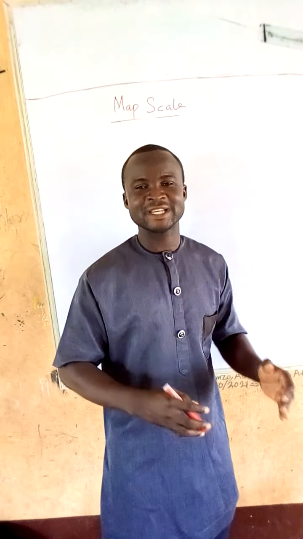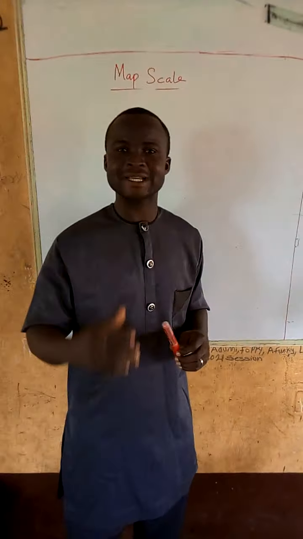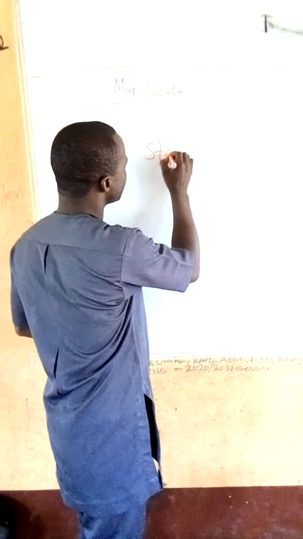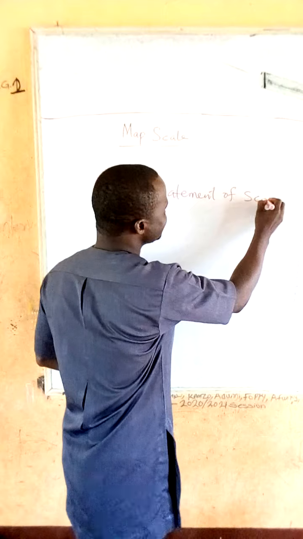Continuing from where we stopped about the scale, and as I promised us, it's going to be our number one question. Basically, in our previous class, I said we have three types of scale. The first one is statement of scale. In the statement of scale, what do we mean by statement of scale?